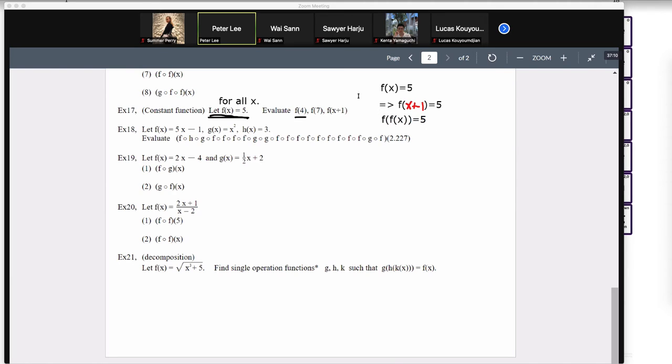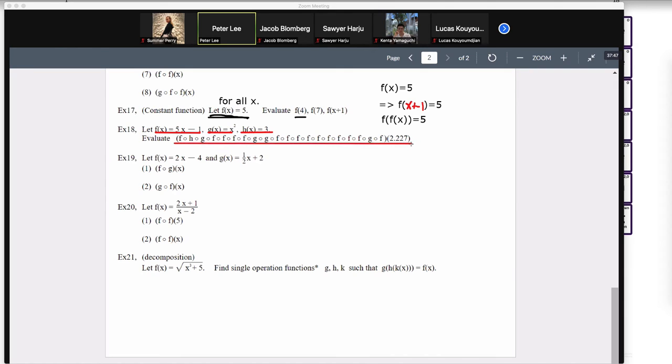Okay? So now, example 17 is a preparation for example 18. Example 18, look at that. Example 18 is this. F of x equals 5x minus 1. G of x is x squared. H of x is 3. Oh. So we have 3 functions given. And then you know what the problem is? The problem is this. Wow.